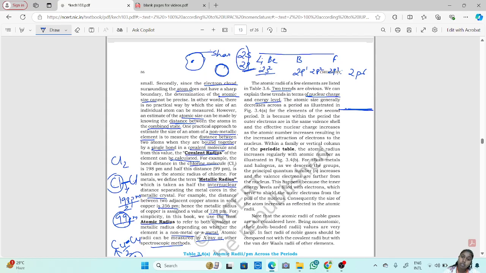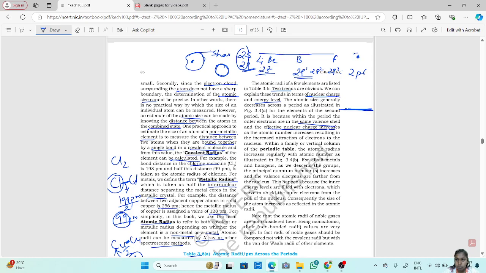When the electrons are added to the same orbital, the valence shell is the same, that is 2p only, and the effective nuclear charge increases. Since you are adding more and more electrons, the nuclear charge increases. As the atomic number increases, the electrons are attracted more towards the nucleus of the atom.